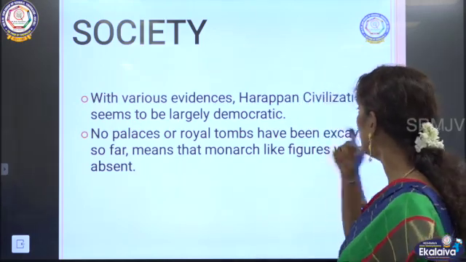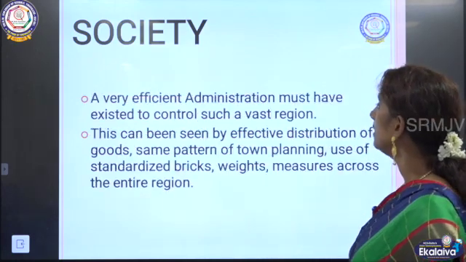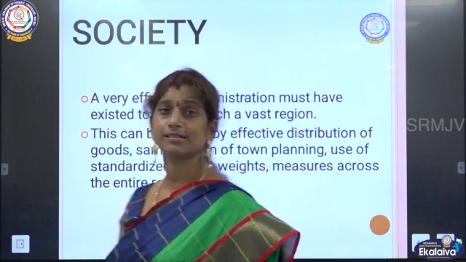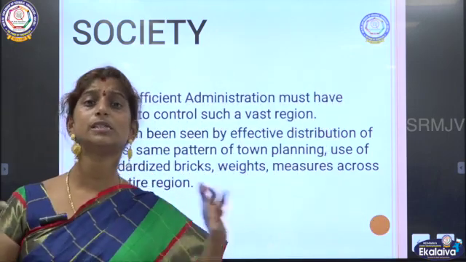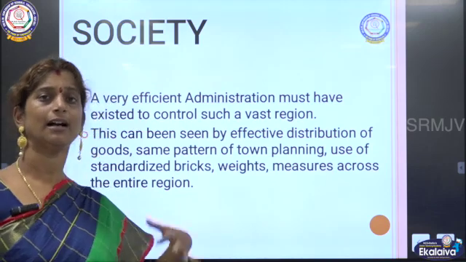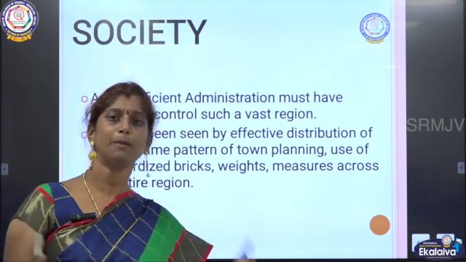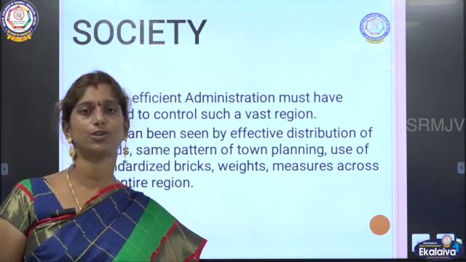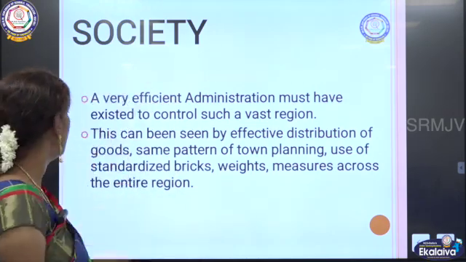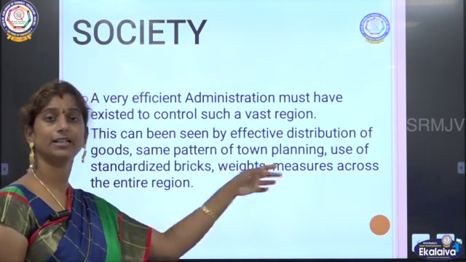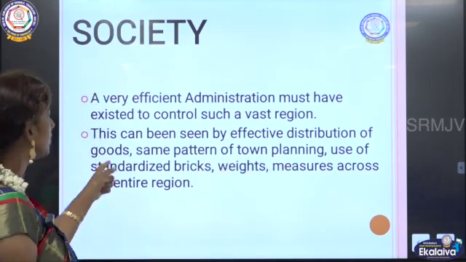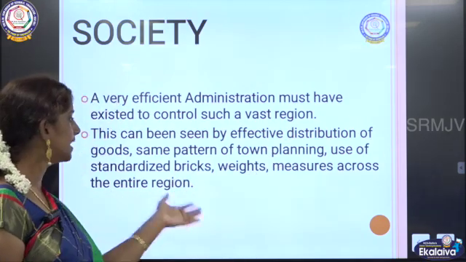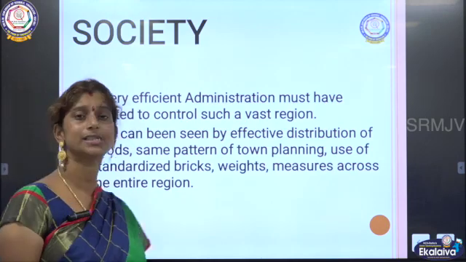Then, a very efficient administration must have existed to control this entire region. The city was very big. The Harappan civilization towns were very big, so a very effective and efficient administration should have been there. This can be seen by effective distribution of goods, same pattern of town planning, use of standardized bricks, weights, measures across the entire region.